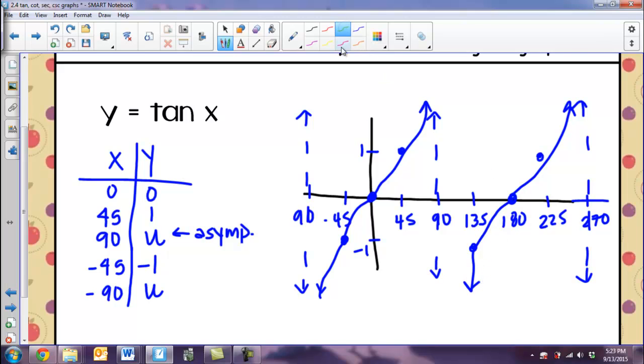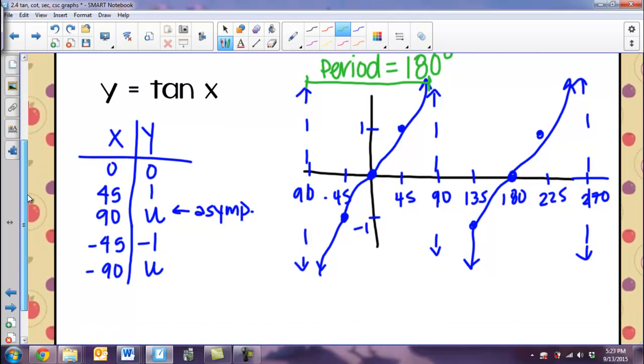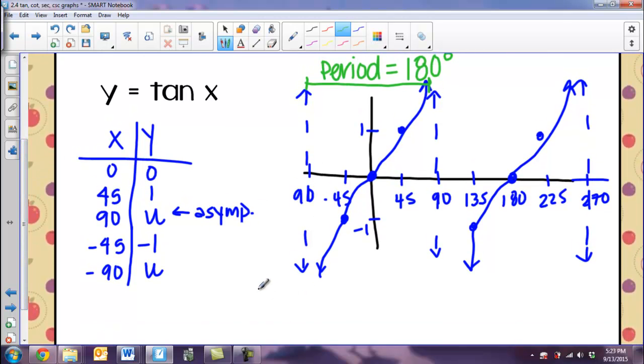If I look at this graph, my period is only 180 degrees. I went from 90 to 90, or went from 90 to 270. So my period is actually half of what my other ones were. So in order to make that full cycle, in order to get from asymptote to asymptote, you only have 180 degrees to go. So when I am trying to graph these guys, your period is 180.